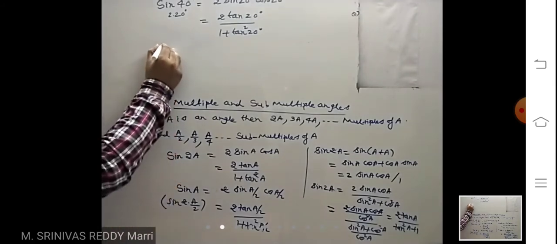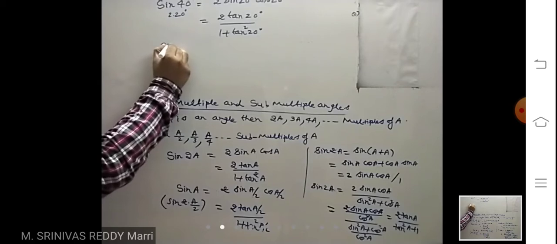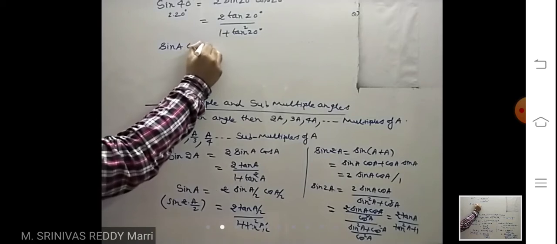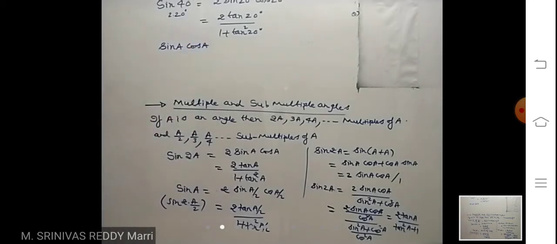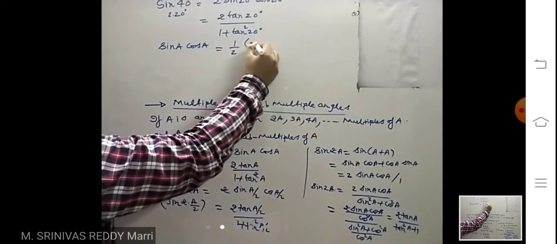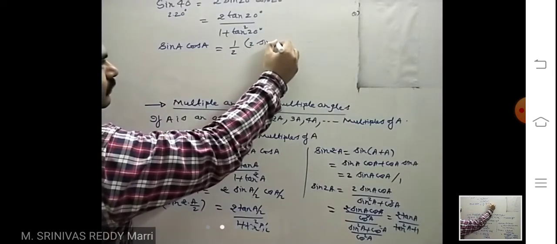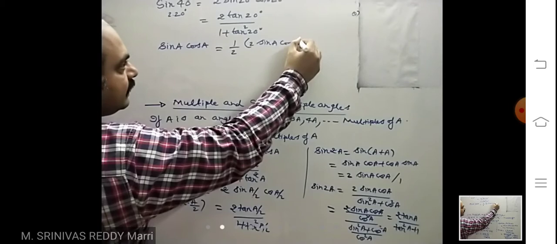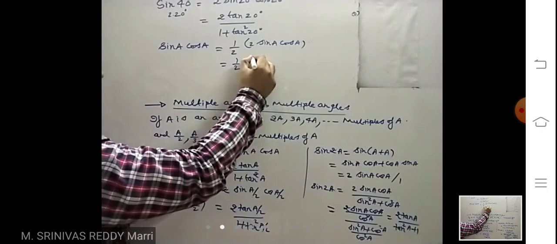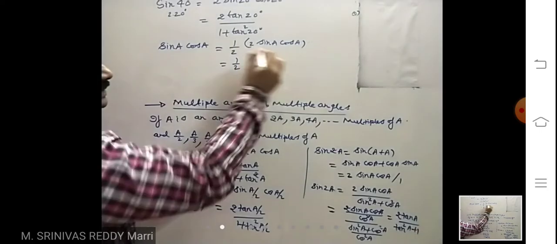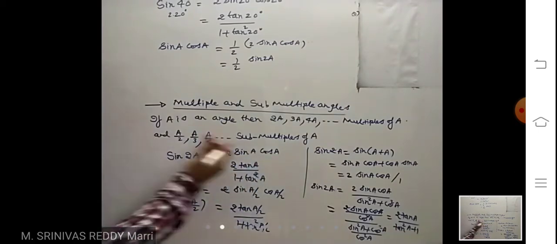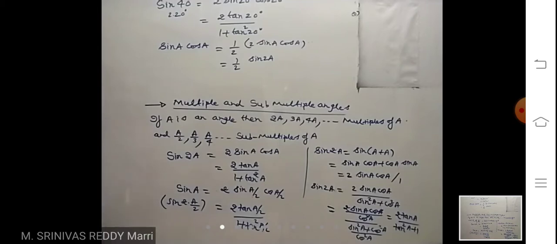Suppose you got sine A into cos A. This can be clubbed. Whenever sine A and cos A are there, you multiply with 2, and half into 2 sine A cos A. So 2 sine A cos A is nothing but sine 2A. Whenever the right hand side is there, you write the left hand side. Whenever the left hand side is there, you write the right hand side, like that.